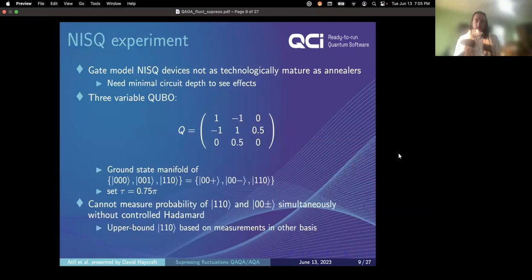For our experiment on the gate model machines from IonQ, we implemented a simple QUBO that was 3 variables, and it has this particular behavior. One of the things to note about these types of devices is that you may not be able to build a circuit with the type of depth in which we would ideally want to for this type of experiment. So keep that in mind when we're looking at the results.